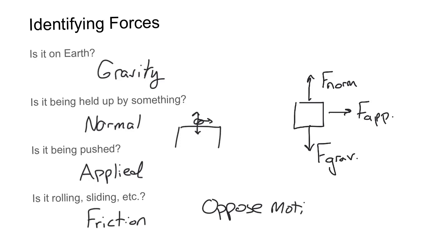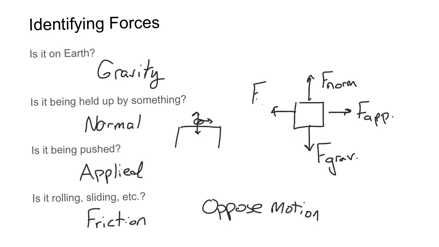So for example, if an object is moving to the right across a rough surface, friction is going to act to the left. In this case, if our ball was rolling to the right, friction would be acting back towards the left. And there can be a lot of different varying levels of friction. This would be force of friction. There can be a lot of different levels of friction.